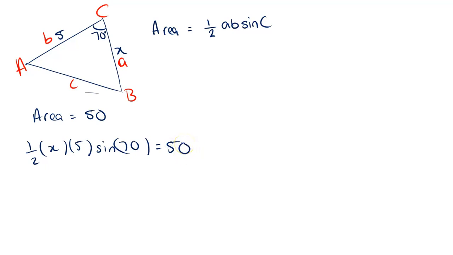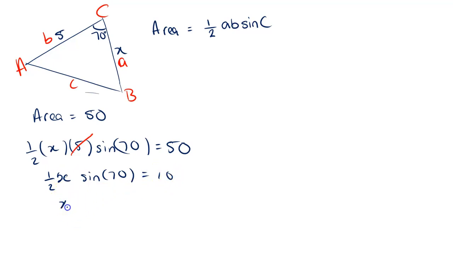When we're solving for x, we're going to take the 50, and I'm going to divide 50 by 5. I'm going to divide it by a half, and I'll divide it by sine of 70. You can put that into your calculator all in one go if you like, or we can do it step by step. So this is now a half times sine 70 is equal to 10.